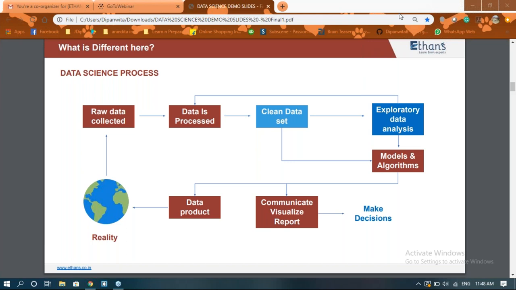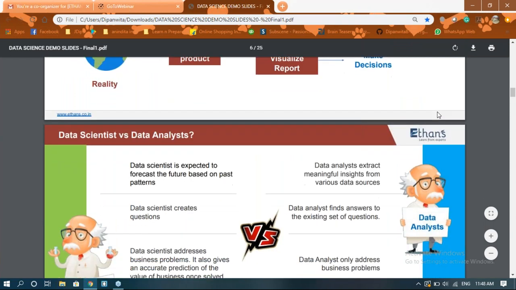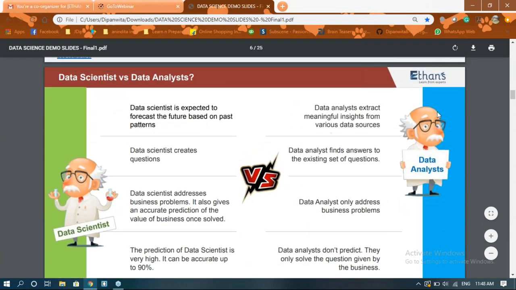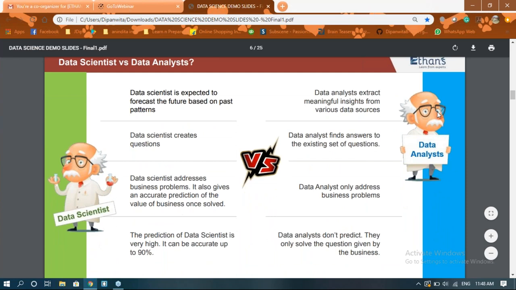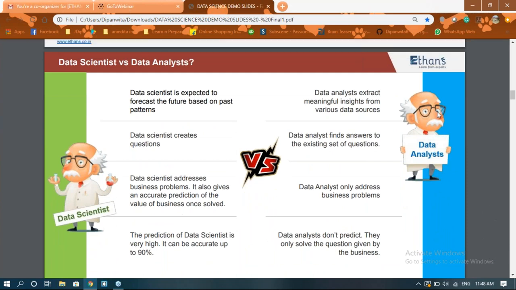So let us do a simple thought experiment. Let me explain this first. I want all of your participation. I've been talking about data science and data analysis, so I'll quickly discuss the difference between the work that we as data scientists do and the work that data analysts do. These are somewhat overlapping, but we need to be clear about the understanding.